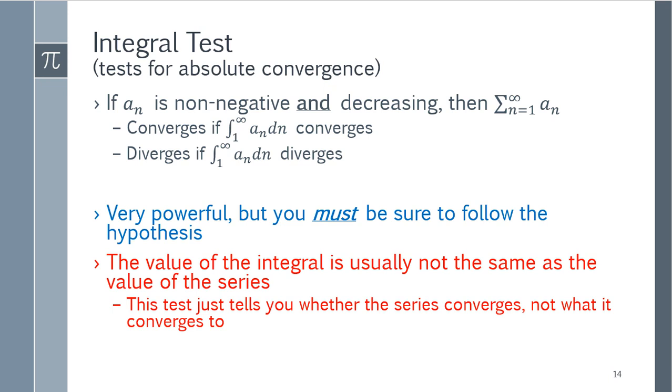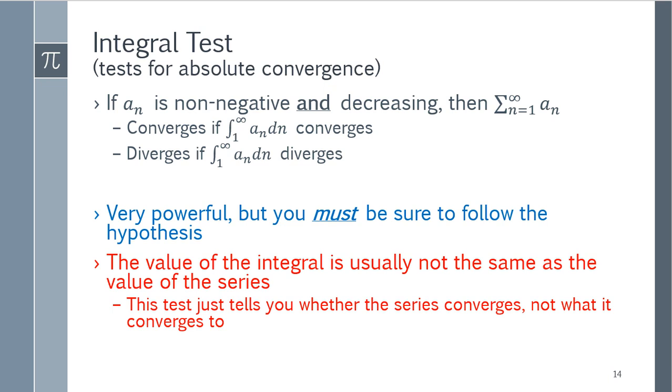So the idea is, if I have a series where all of the terms I'm adding up are non-negative and decreasing, then my series will converge if the improper integral converges, and my series will diverge if the improper integral diverges. So just a reminder, incredibly powerful, but you have to be sure you're following the hypothesis: non-negative terms and decreasing.